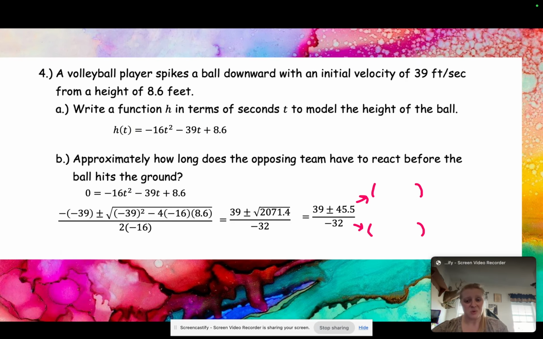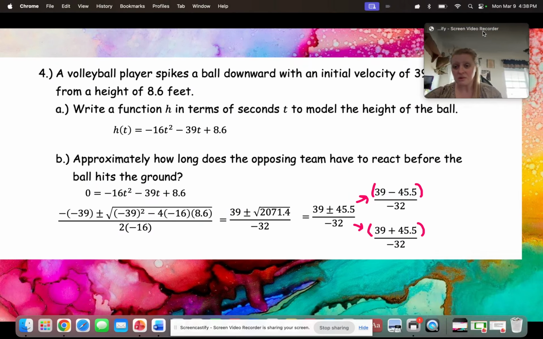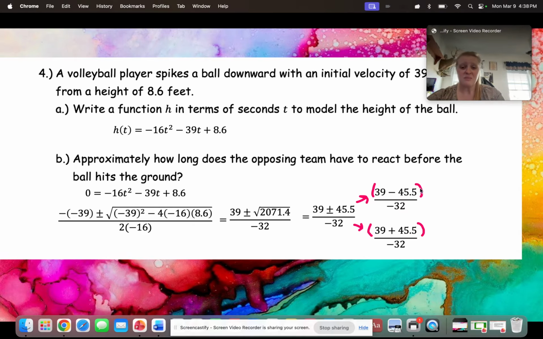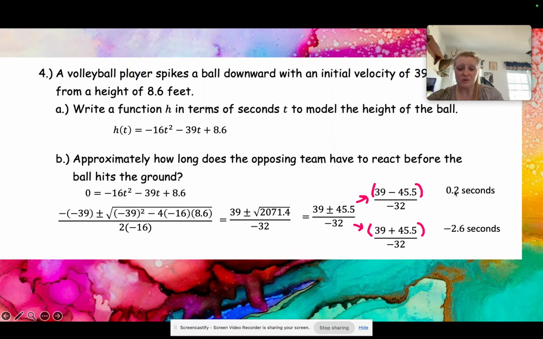And then we're going to case 1, case 2 it. All right, so if I type this in my calculator, case 1 is going to be 0.2, and case 2 is negative 2.6. And since you can't have negative 2.6 seconds to react, that doesn't make logical sense. We're going to go with the 0.2 seconds. So they don't have a lot of time to react to that ball.